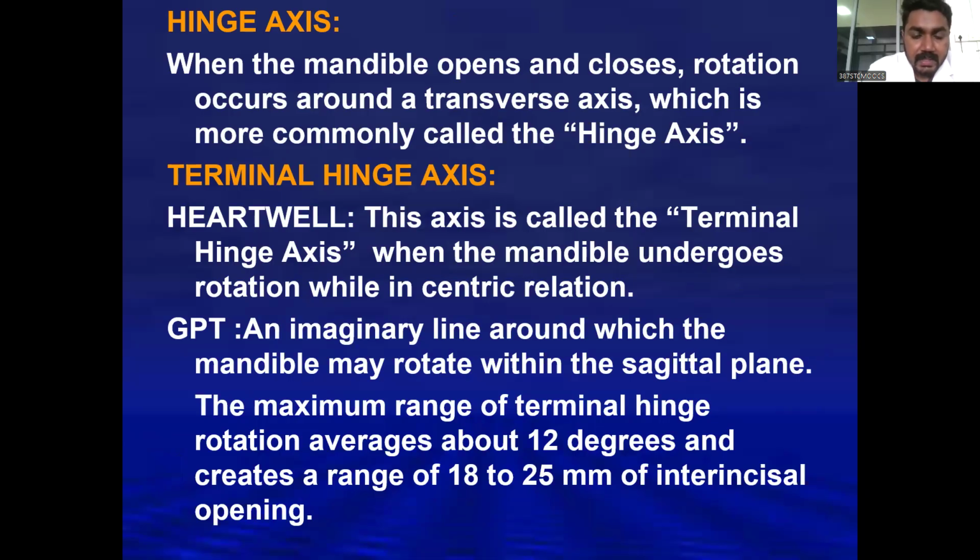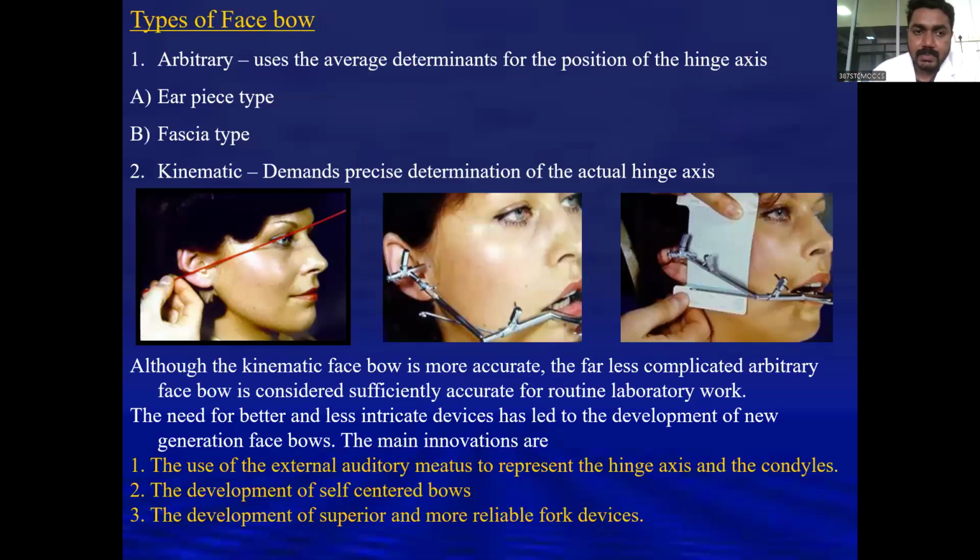According to GPT, it is an imaginary line around which the mandible may rotate within the sagittal plane. The maximum range of terminal hinge rotation averages about 12 degrees and creates a range of 18 to 25 mm of interincisal opening. So up to 18 to 25 mm of interincisal opening, there is a pure rotation, and above that, there is a translation of the condyle. So when there is a pure rotation of the condyle, it means that it is in the terminal hinge axis position.